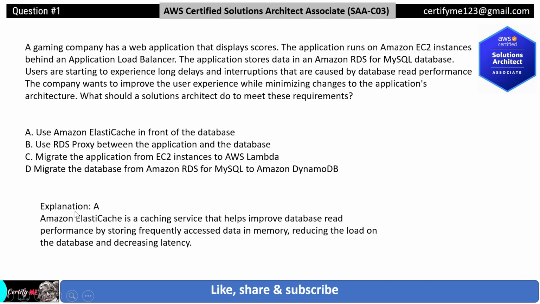So the correct answer is option A. Amazon ElastiCache is a caching service that helps improve database read performance by storing frequently accessed data in memory, reducing the load on the database and decreasing latency.